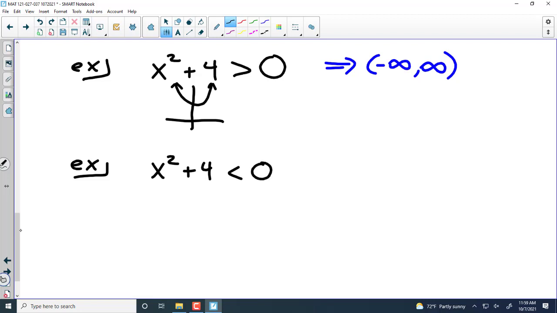When is the graph of x squared plus 4 below the x-axis? Never. This is called the empty set. All that means is there's not a single number you could ever plug in there that would make that true. And by a single number, I mean there's no real numbers you could plug in there and make that true. Never happens. This graph is never below the x-axis.